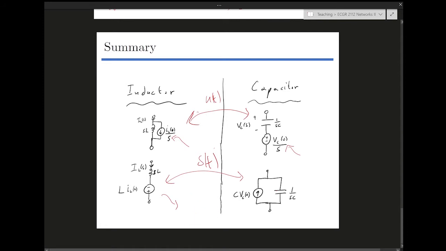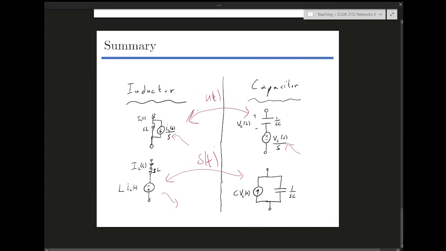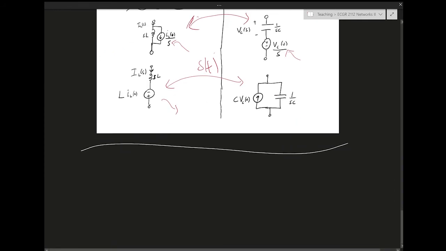So this is the summary. Those 4 models are the summary of how you would model those elements, basic elements in the S domain, inclusive of the initial conditions. Okay, let's do an example to make this clear. So the example is as follows.